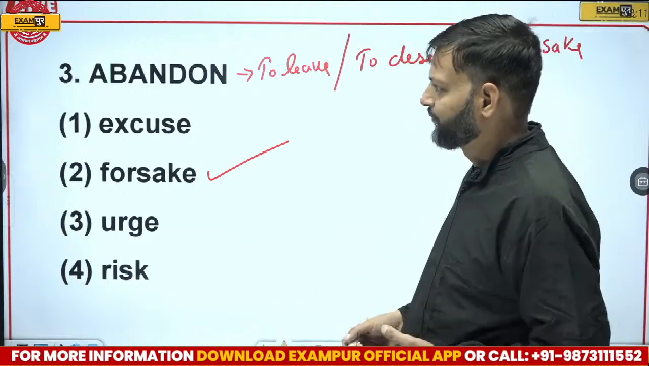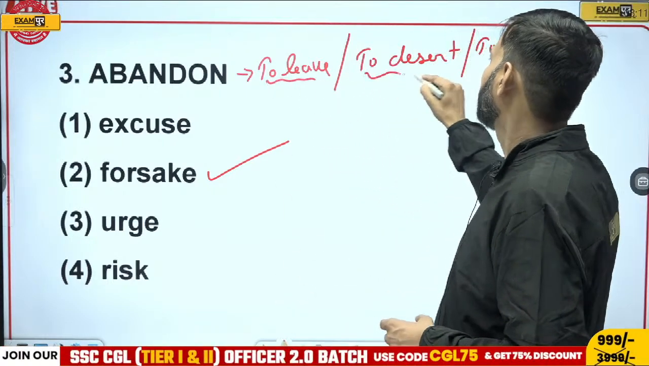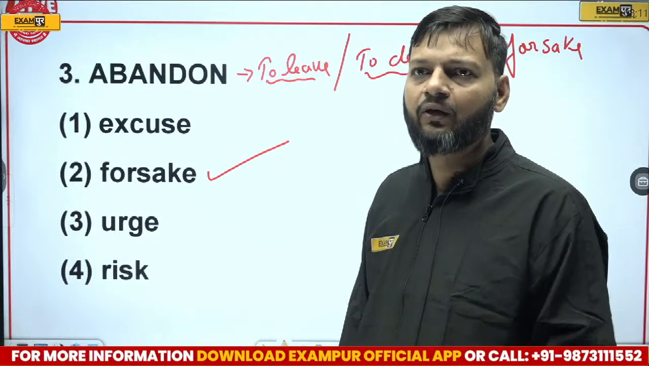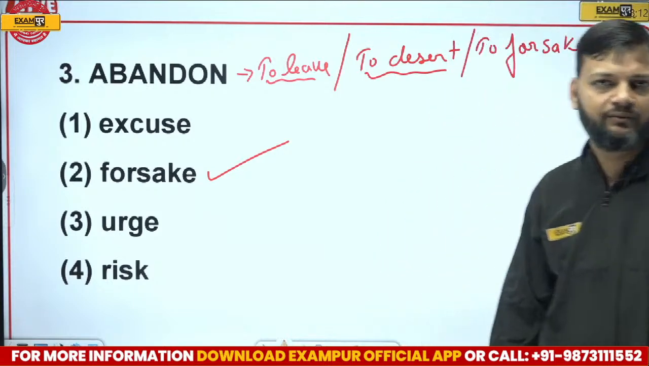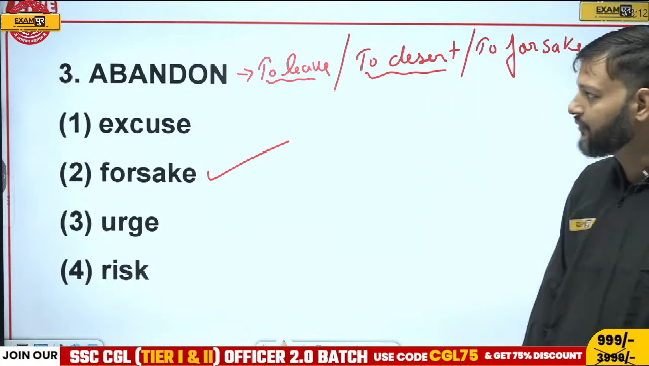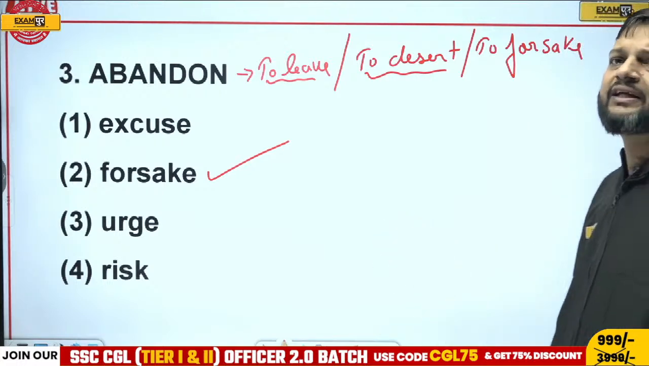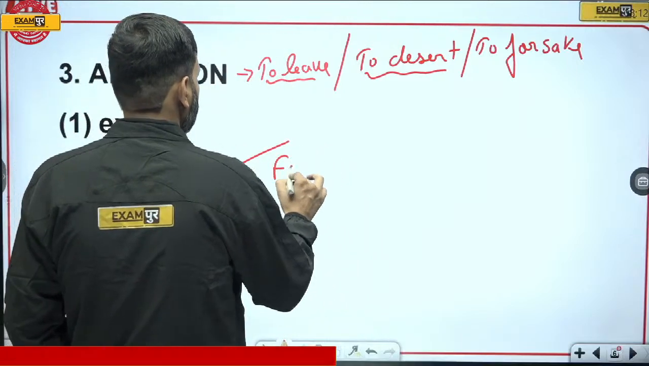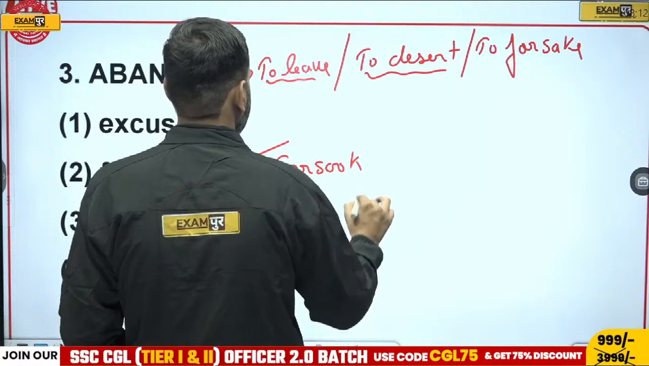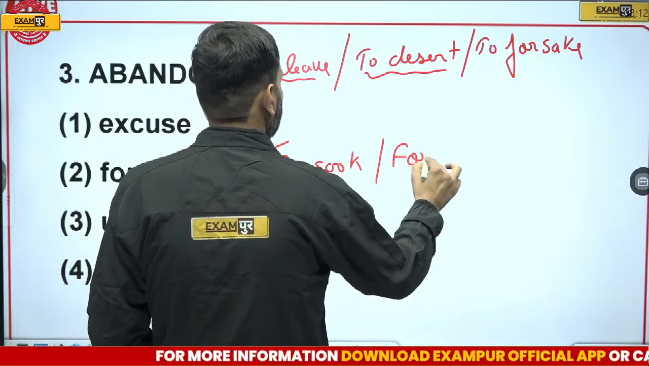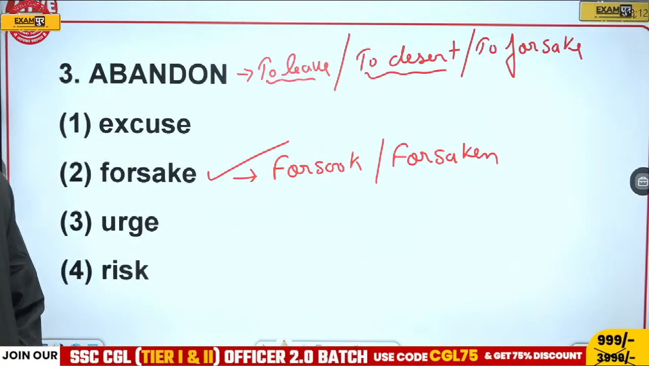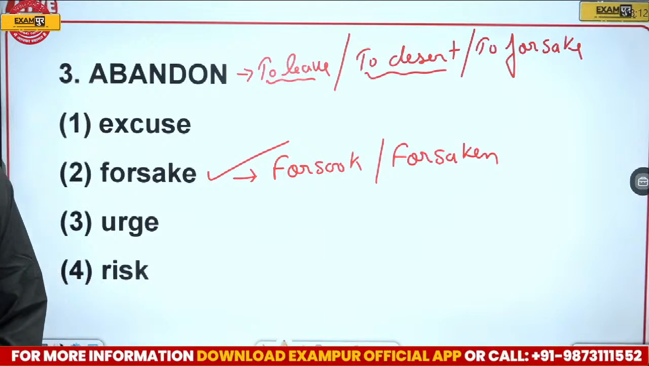And these are some more synonyms. Leave, desert. Desert is also the synonym of abandon. Okay, so abandon is the right answer. Forsake is the right answer. And one more thing. Second form of forsake is forsook. And third form is forsaken. Okay, so remember the second and third form also. Forsake, forsook, and forsaken. Right?